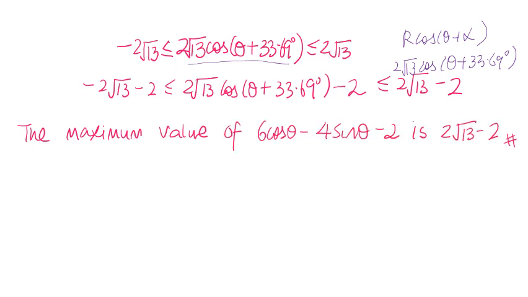Hence, the maximum value for 6 cos theta minus 4 sine theta. Okay, so your 6 cos theta minus 4 sine theta is what we found earlier on to be 2 square root 13 cosine bracket theta plus 33.69, right? Okay, I need to minus 2 because we're actually finding 6 cos theta minus 4 sine theta minus 2. So that explains why I need to minus 2 throughout. So from here, we can see that this will be my maximum value.